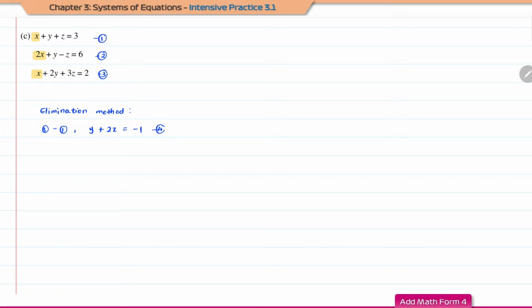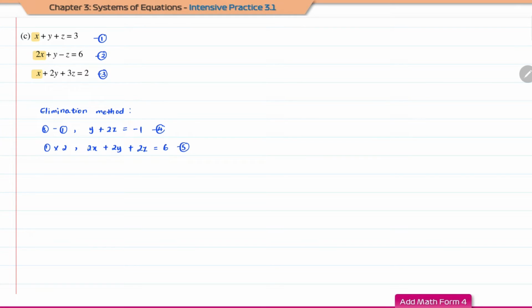So next, I'm going to choose equations 1 and 2. And in order to eliminate the x, equation number 1, I'm going to multiply it by 2. So therefore, I'm going to have 2x plus 2y plus 2z equal to 6. And this, I'm going to label as my equation number 5.